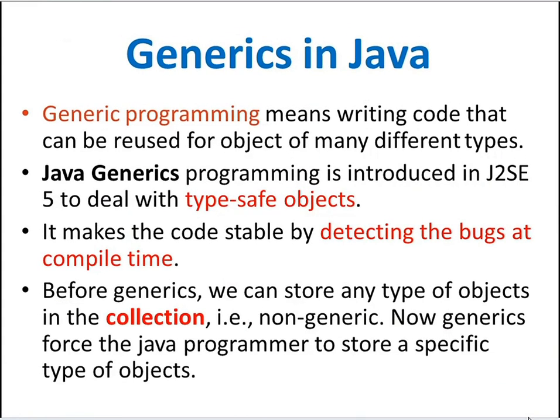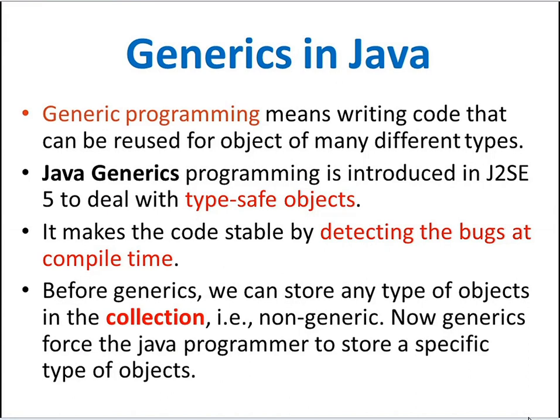As you know, generic programming exists in C++. The same concept we are going to learn in Java. Generic programming means writing code that can be reused for objects of many different types. Simply put, reusability of code means write the code once and it will handle many data types.